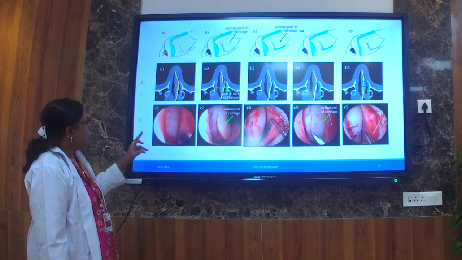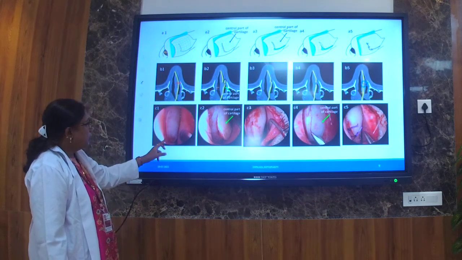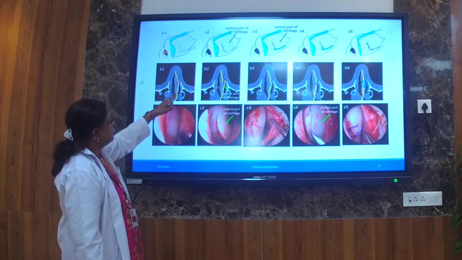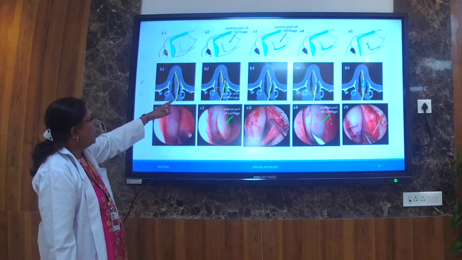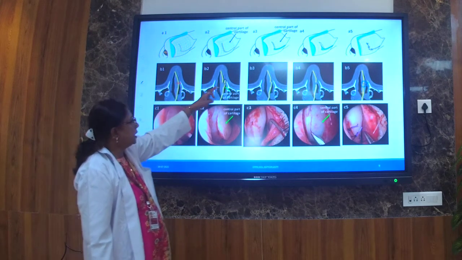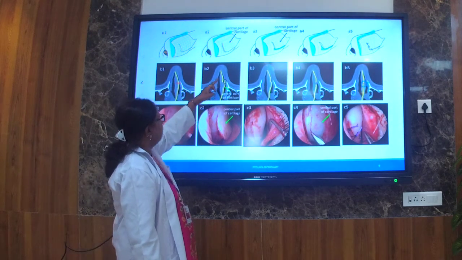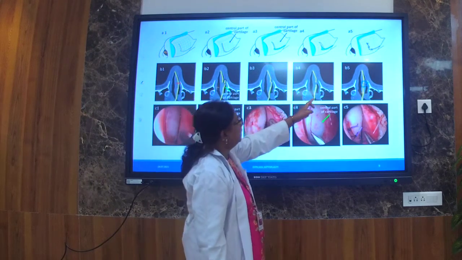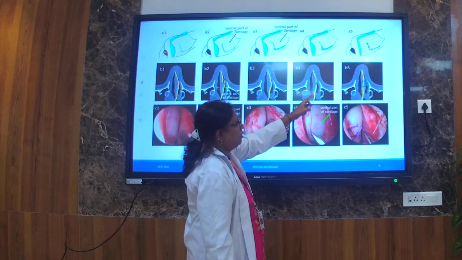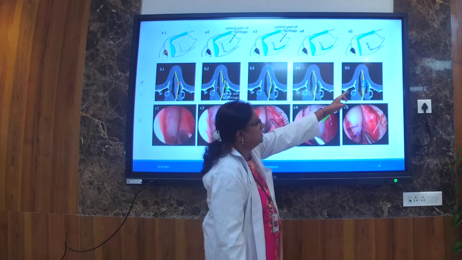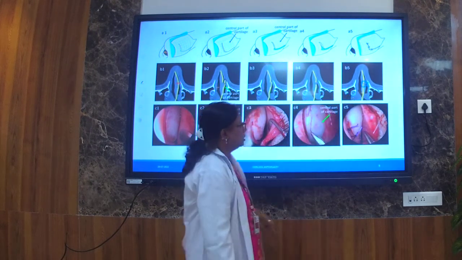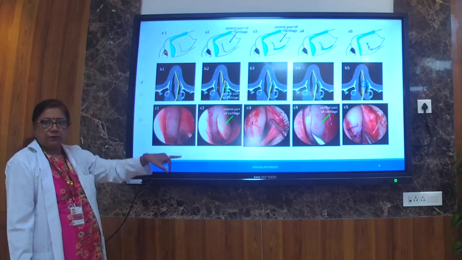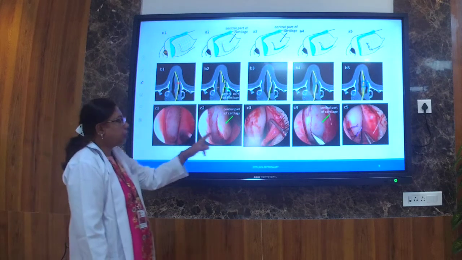Okay. So now, see, this is the cartilage, what you can see. This is the deviation of the cartilage, how it is seen. Now this is the cut part, we are cutting the deviated part and then again we are correcting it and we can deposit it if you want. And this is how it is seen, if you see in this picture, okay? So now this is the endoscopic septoplasty, what I have shown over here.